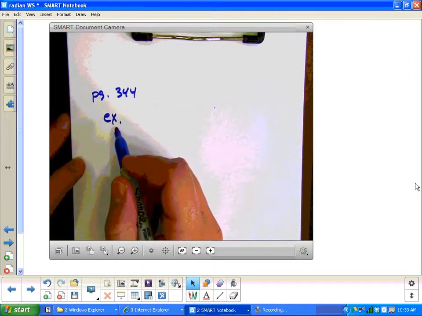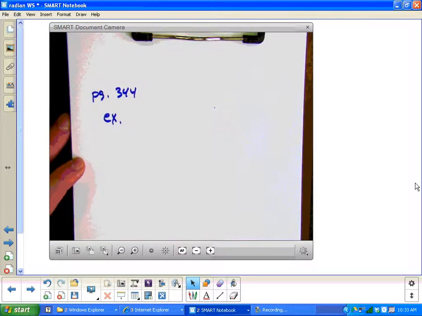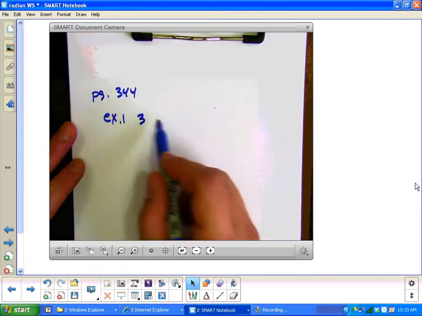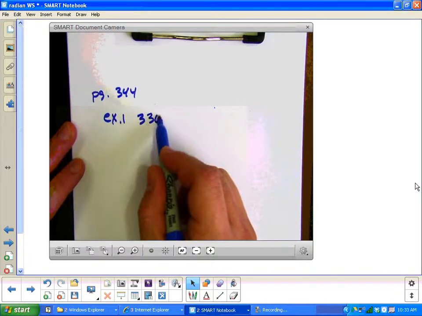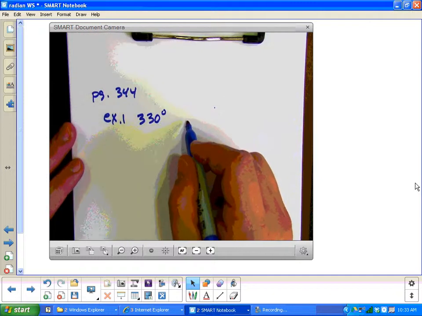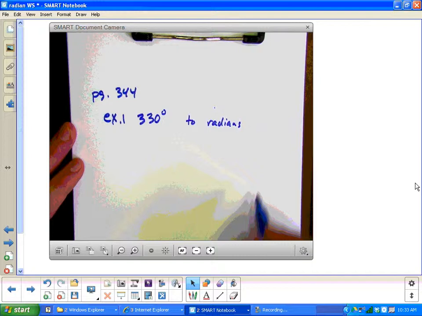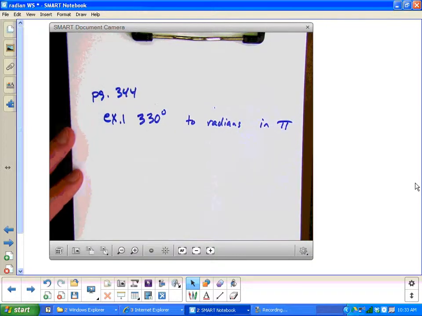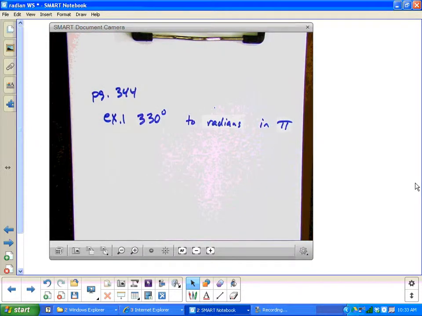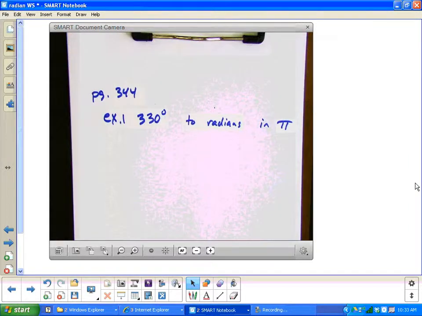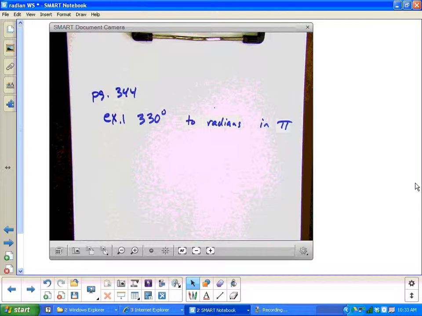You grab one behind me. All right, we're going to do 330 degrees to radians in terms of pi. Now, most of the time radians are in pi, I've said that. Occasionally you can just round that, so you just punch in the pi button on your calculator.